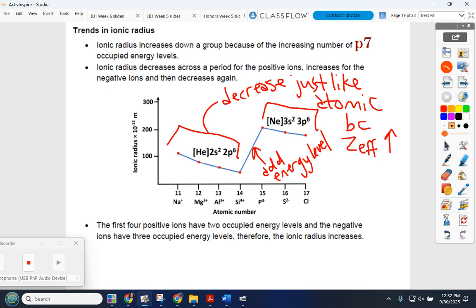So in this case, in period 3, the cations have only 2 occupied energy levels, the anions have 3. But within the cations and within the anions, we're still seeing that overall trend. I kind of wish they put atomic radius on top of this. I'm going to write that down because I actually want to plot that. Atomic and ionic radius, period 3.